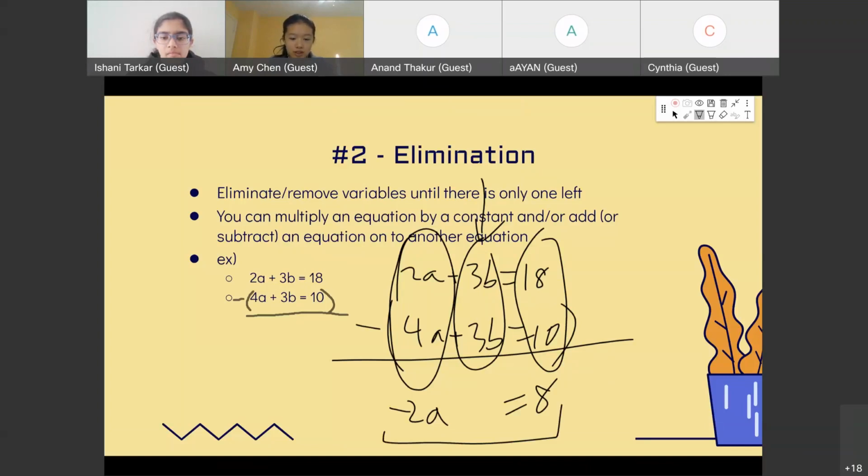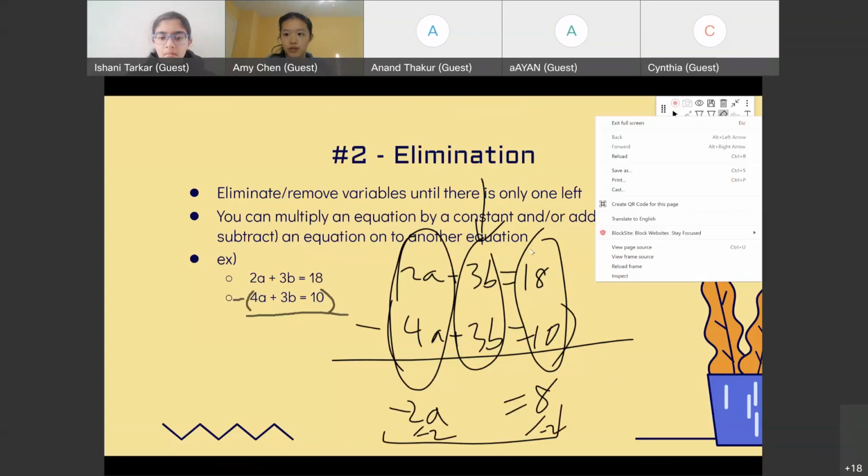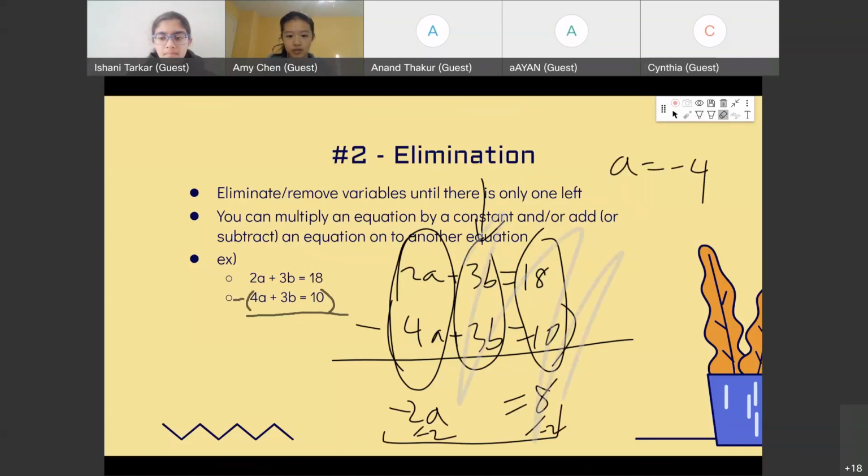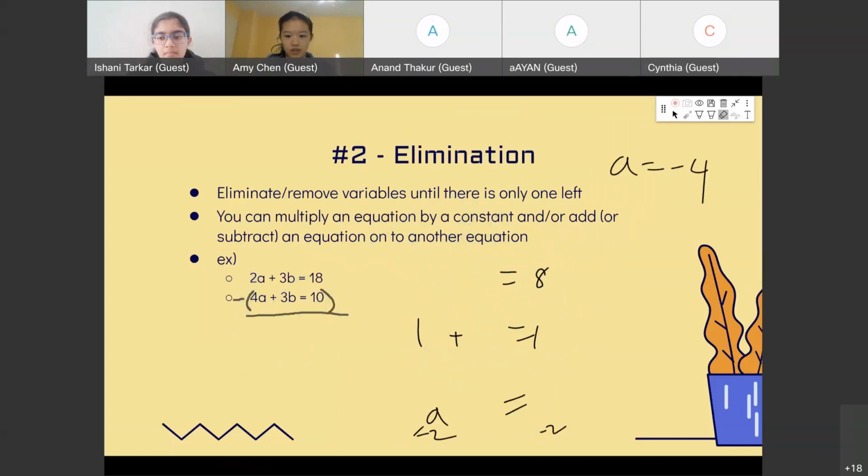So now we can divide both sides by -2 to get a equals -4. So now we've solved for one of our variables. And now, let me erase this. If we now just plug a equals -4 back into an equation, so let's use the first one.